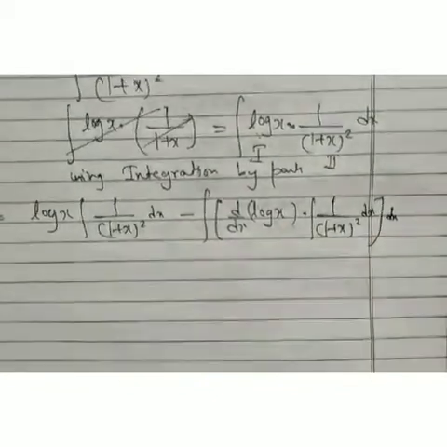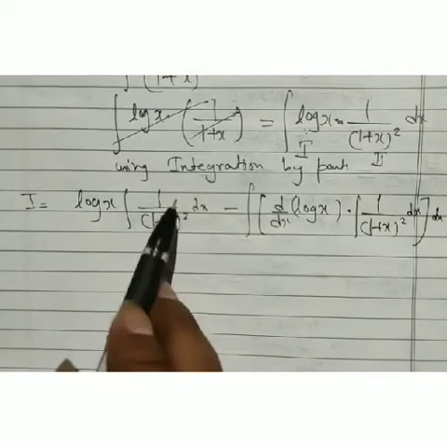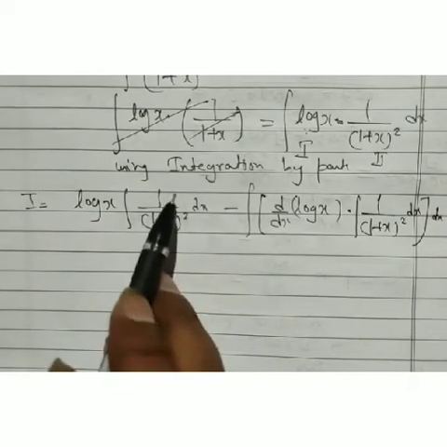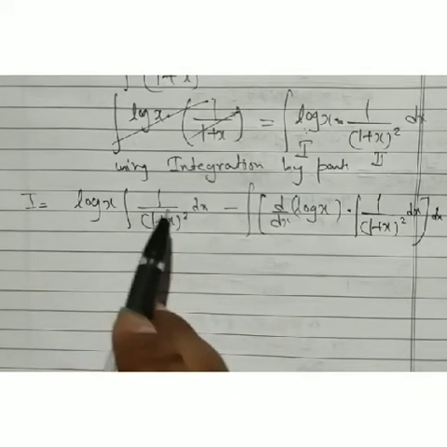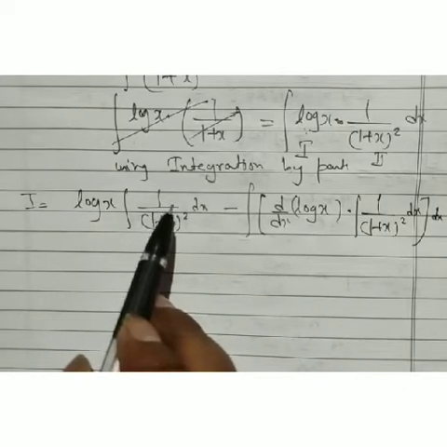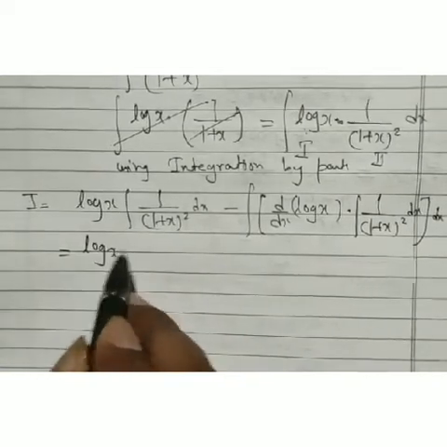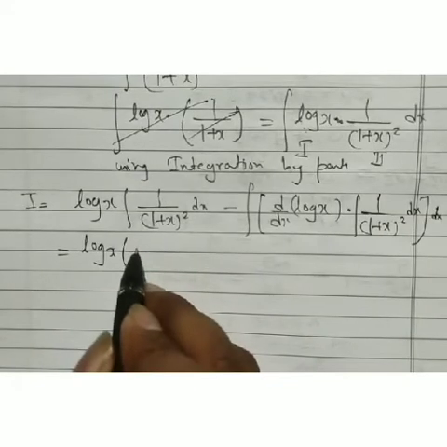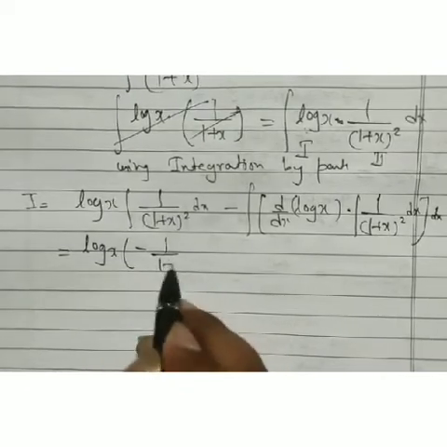Now the integration of 1 upon 1 plus x whole square can be written as 1 plus x to the power minus 2, and its integral is minus 1 plus x to the power minus 1. It's a minus, because the integration of x to the power minus 2 type is minus x to the power minus 1. Then log x, and its derivative is 1 by x, so x to the power minus 1 can be cancelled by 1 by x, and we get 1 upon 1 plus x.